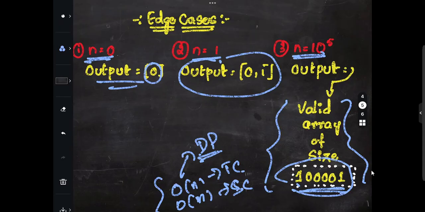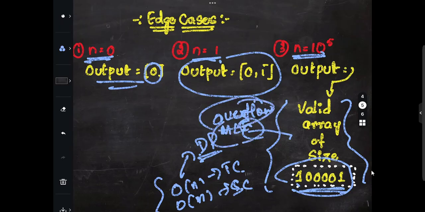We know this one, right? So it shouldn't cause any overflow or MLE. MLE means memory limit exceeded, right? So whatever code that we write should contain a valid array of size 100001. So these are the 3 edge cases that we need to consider. This we need to keep in mind.